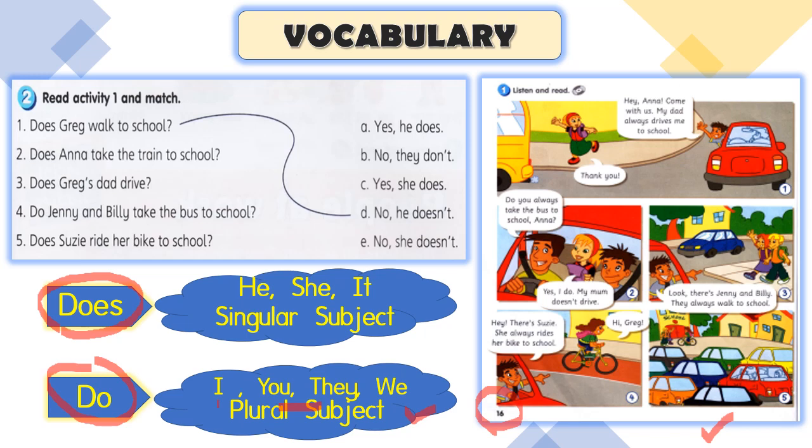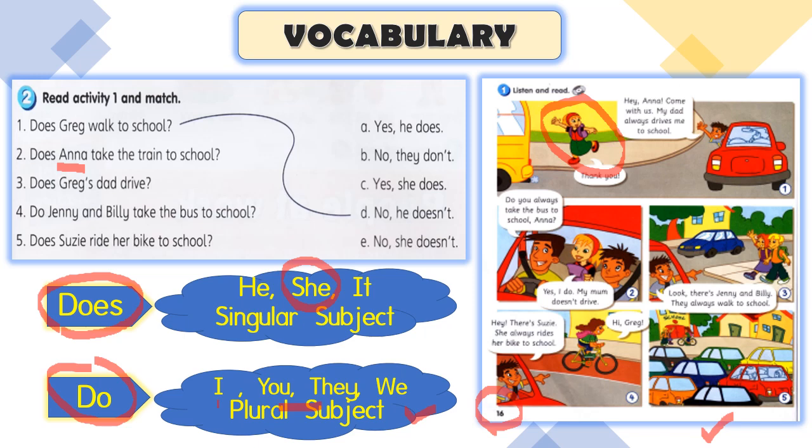So what's about number 2? Does Anna take the train to school? Here is Anna. Does she take the train to school? So Anna here, if you want to use subject pronouns, which one is for Anna? Yes, we use she for Anna. So can you find the answer here?